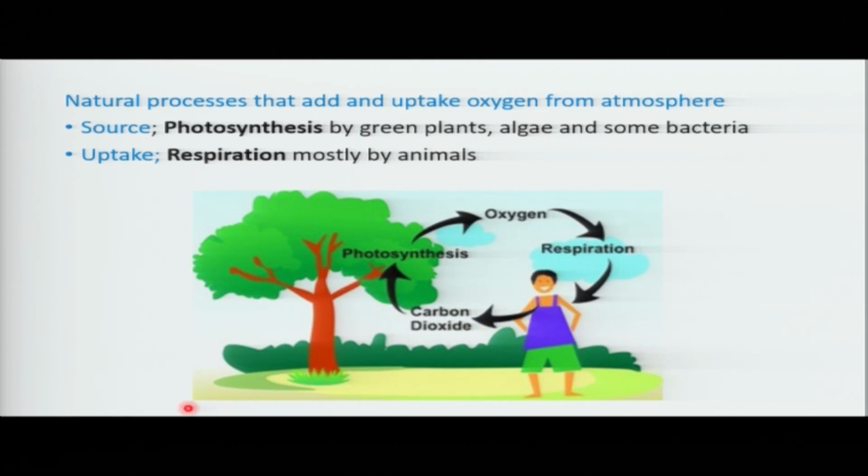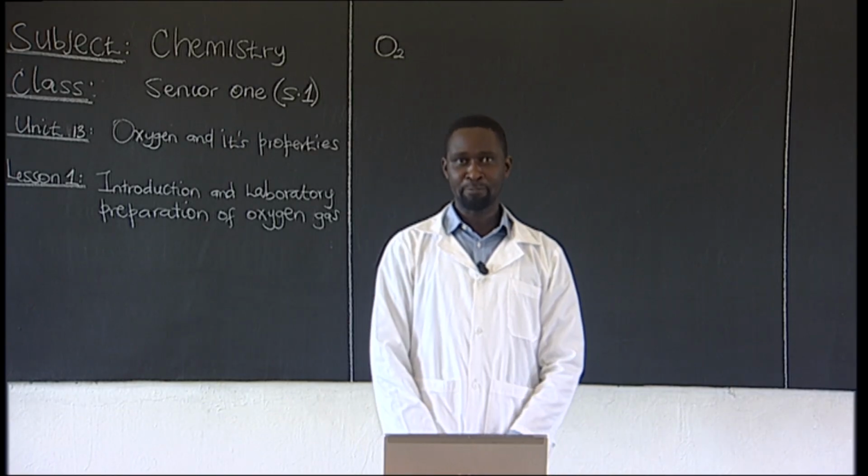So respiration by animals takes up oxygen from the atmosphere. Photosynthesis by plants releases oxygen into the atmosphere. But it's not only green plants. There are other small organisms. Some, like bacteria, also release oxygen because they can carry out photosynthesis. The algae can also carry out photosynthesis, and so they release oxygen to the atmosphere.